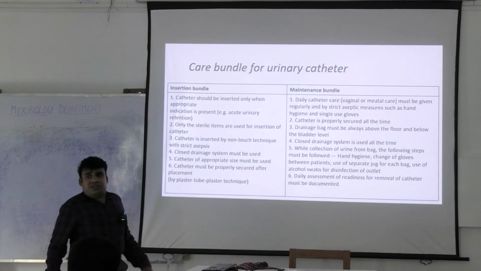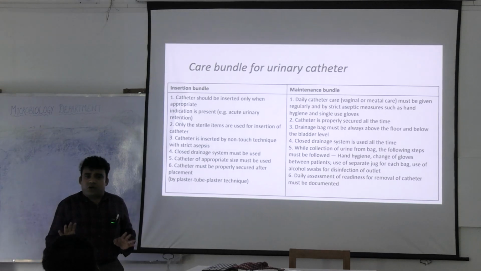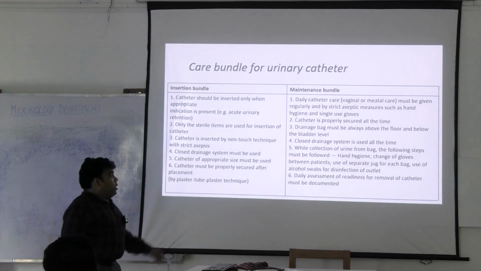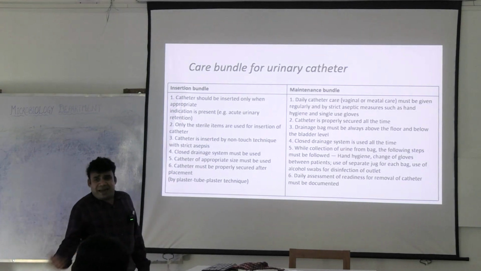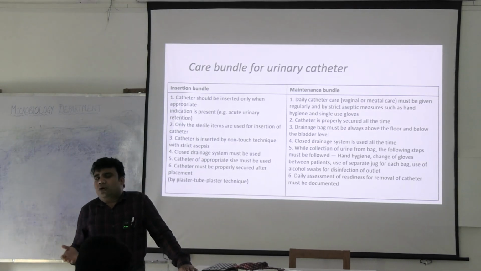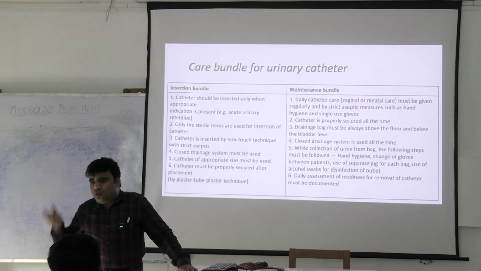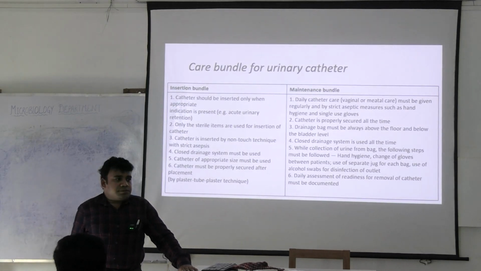Then the closed drainage system that I had already told you, that must not be disturbed at any point of time. The bag and the catheter should be placed appropriately depending on how the patient is lying down. That means it should always be below the level of the patient.